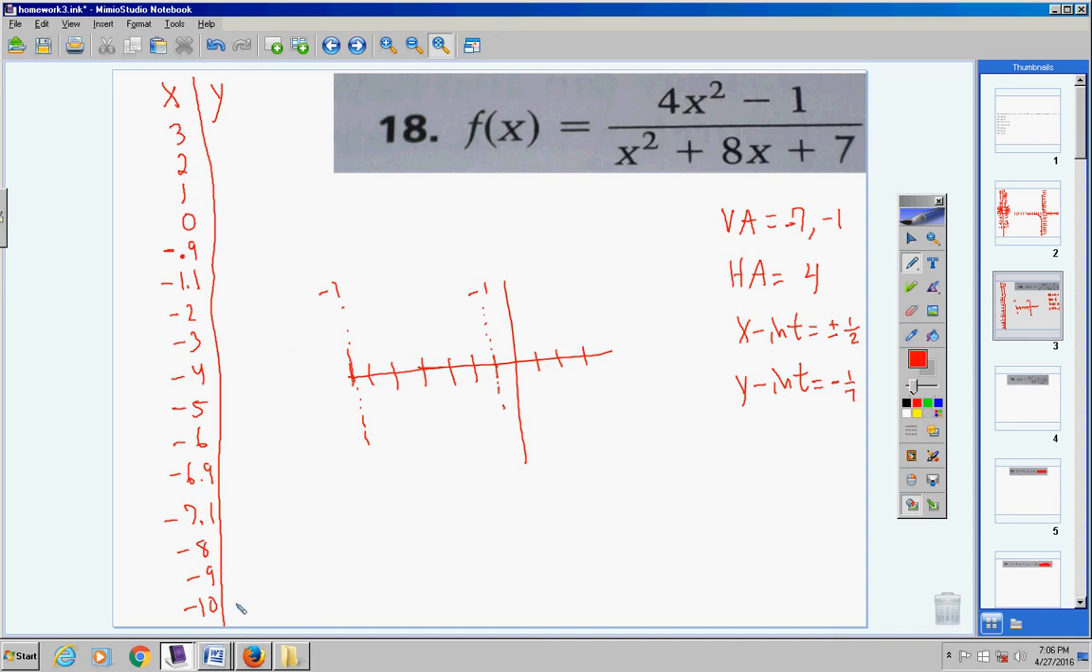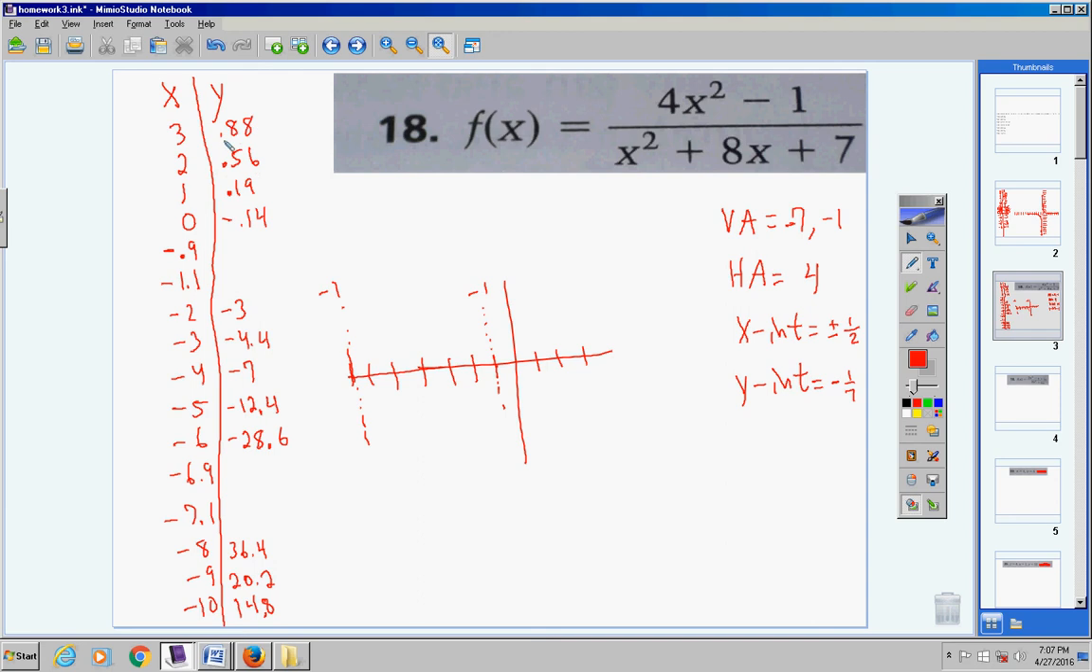14.8. Negative 9 is 20.2. Negative 8 is 36.4. Negative 6 is negative 28.6. Negative 5 is negative 12.4. Negative 4 is negative 7. Negative 3 is negative 4.4. Negative 2 is negative 3. 0 is negative 0.14. Negative 1 is 0.19. 2 is 0.56. And 3 is 0.88, rounding of course.